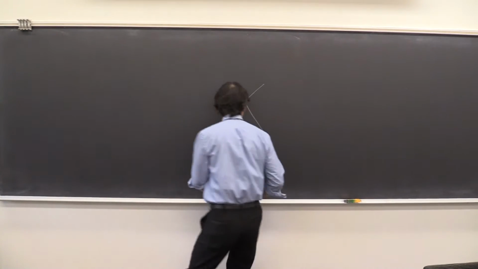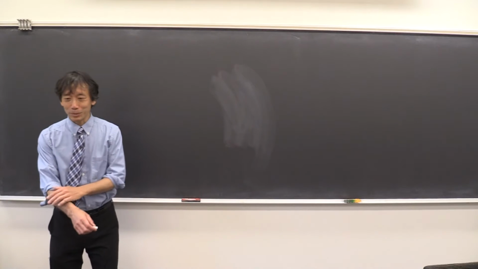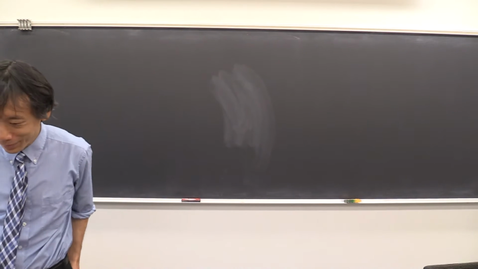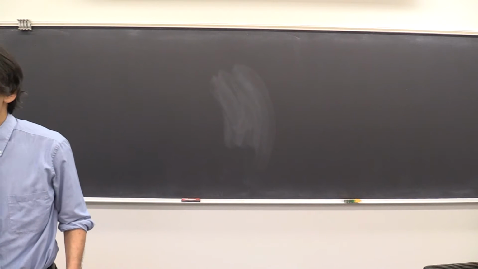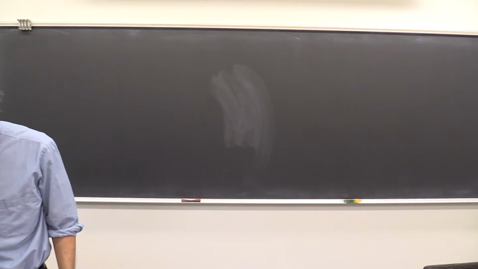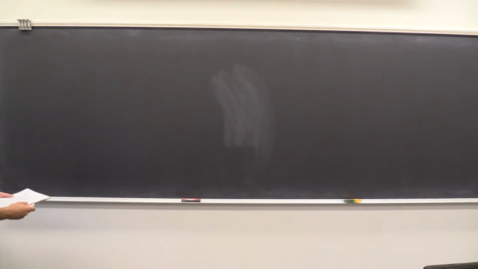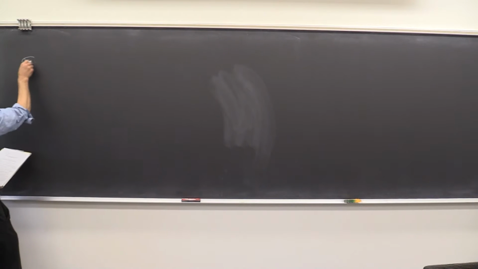Okay, so can anybody remind me of what we're doing? We just started Fourier analysis on finite abelian groups. Okay, Fourier analysis on finite abelian groups. And what are we trying to do?